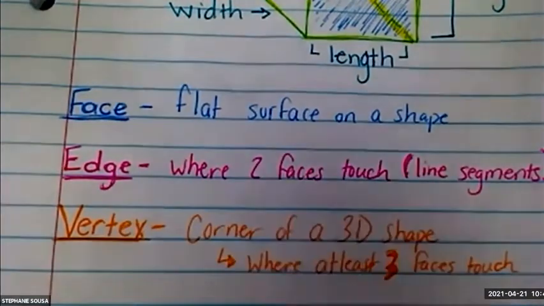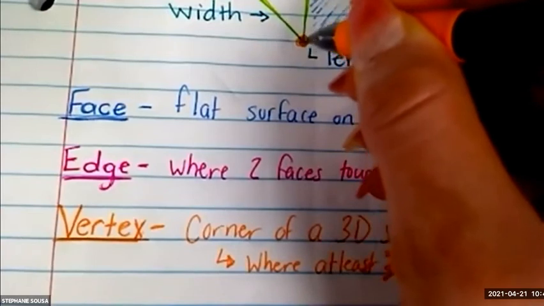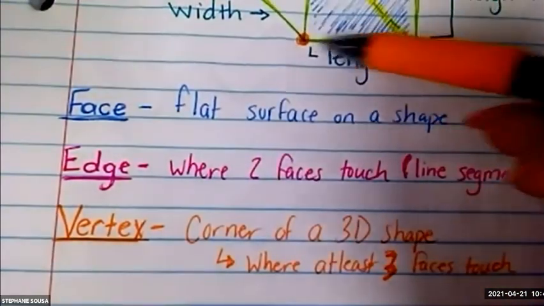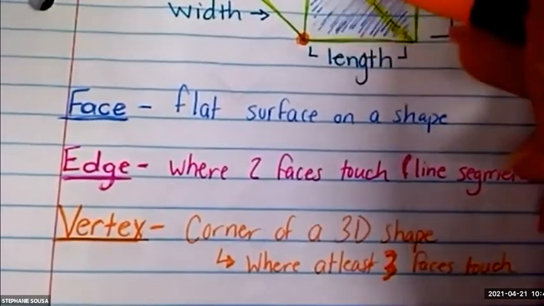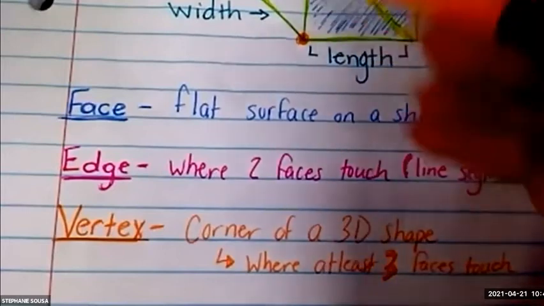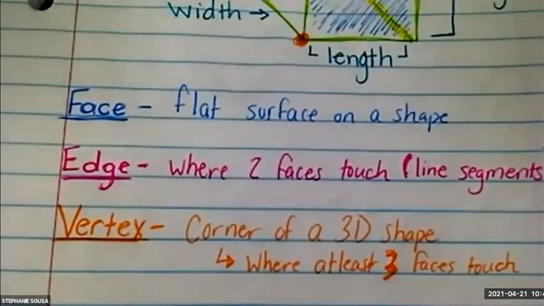Okay? So a vertex would be found here on the corner of this cube because the bottom face, the front face, and the left face are all touching here at this point. And we call that point a vertex. Okay.